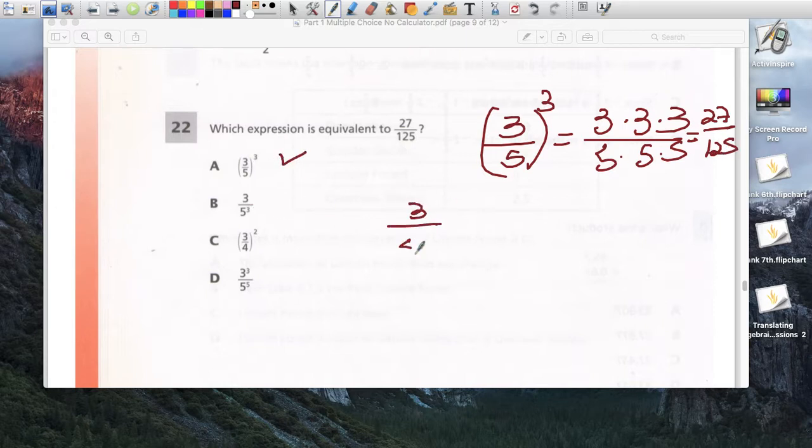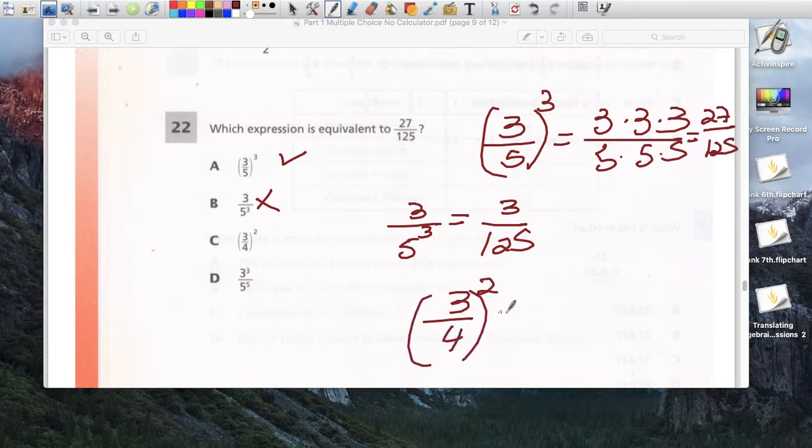Second one, 3 over 5 cubed. Well, the numerator, there's no exponent, so it's just 3. And 5 to the third power is 5 times 5 times 5, which is 125, and that's definitely not the same, so that's garbage. 3 fourths to the second power is 3 fourths times 3 fourths, which is going to give us 9 over 16. That's also not true.